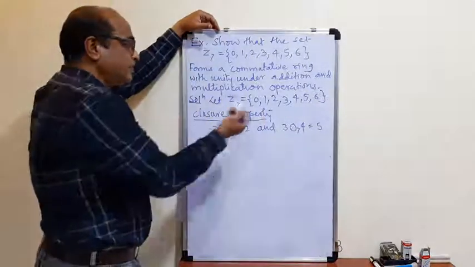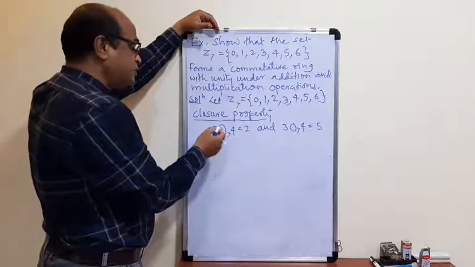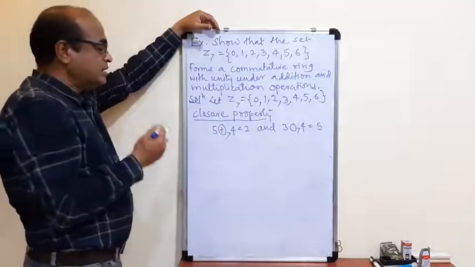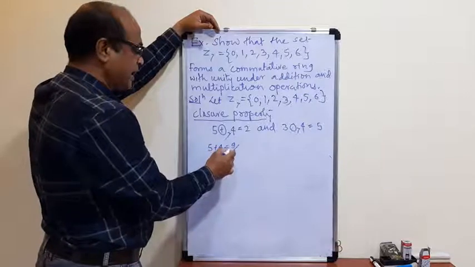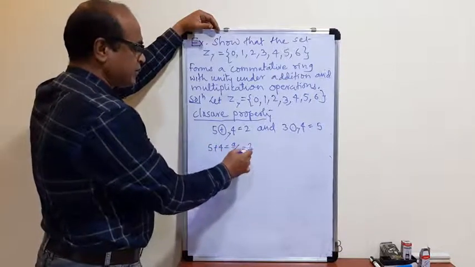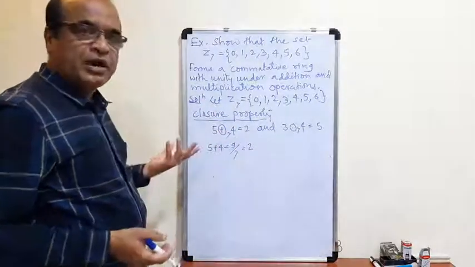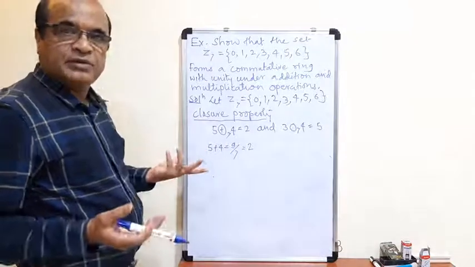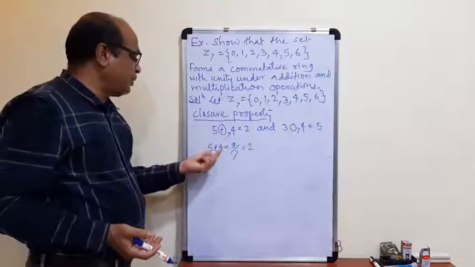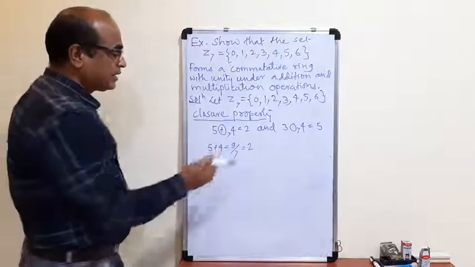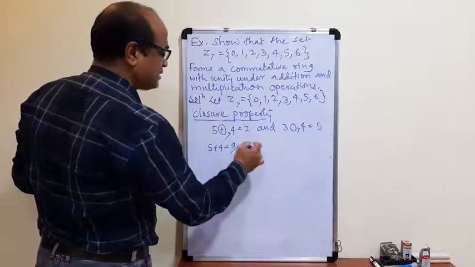Okay. So we prove the closure property. What is 5 plus modulo 7 4? That is 5 plus 4, that is 9. 9 divided by 7, the remainder is 2 here. What is the definition of addition modulo? We have already studied this in group theory: addition modulo 7 and multiplication modulo 7. So 5 plus 4 is 9, 9 divided by 7, then the remainder is 2.